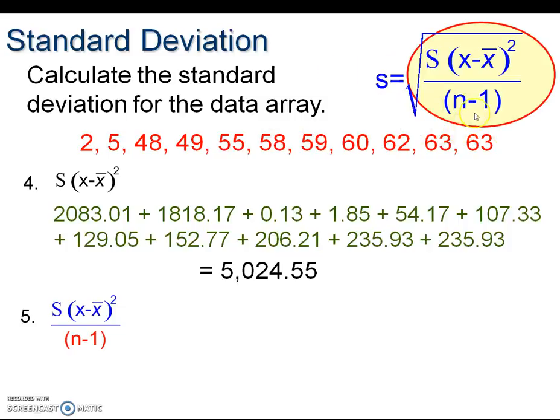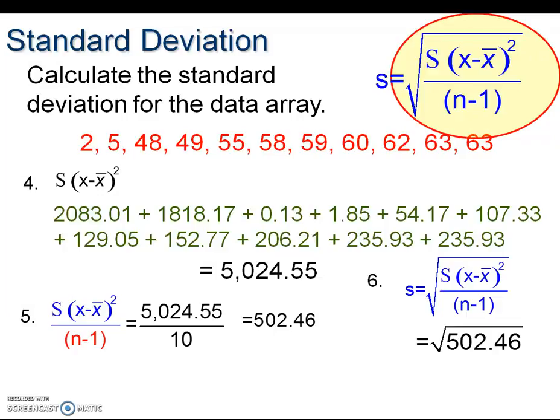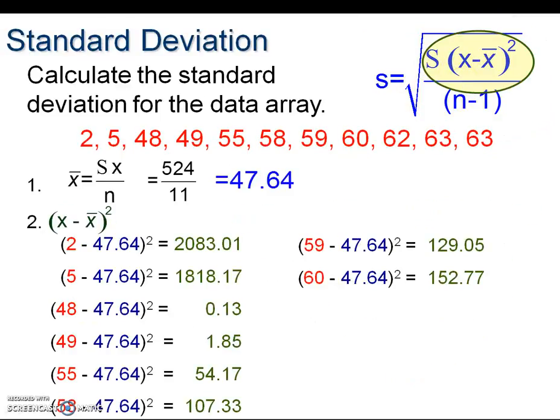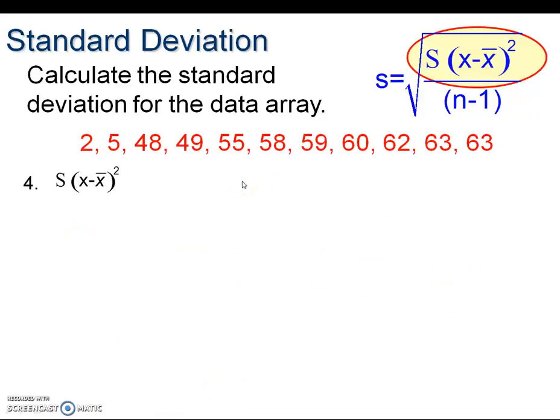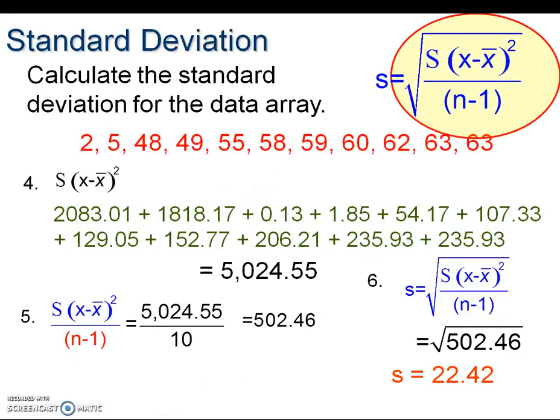Then we take the bottom number, which is how many total numbers we have. 11 minus 1, that's 10. And so we take that number and divide by 10, which gives 502. Then you take the square root of that number, and that gives you 22.4. So what that means is, if we look back here, the average was 47.64 plus or minus 22.